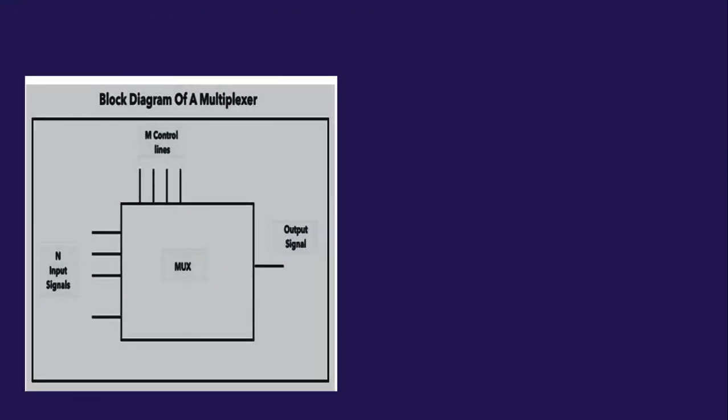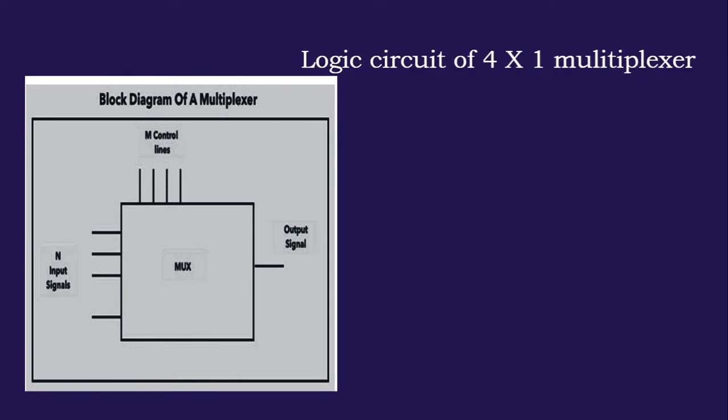This is a block diagram of a multiplexer. You can see here there are several input lines. From these input lines we are selecting one output signal based upon the control lines. So here we have M control lines and N input signals. This multiplexer is a combinational circuit that selects one among the input signals and passes it as an output.